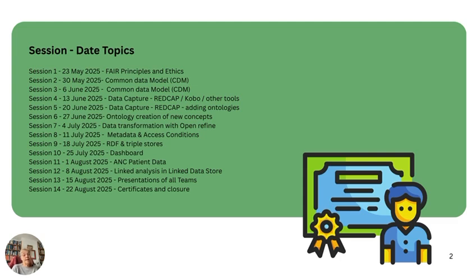So here we have set out the sessions. There are 14 sessions. We start on the 23rd of May and we end on the 22nd of August, when we will give you the certificates, and at that time we will close this training. We start on the 23rd of May with general principles and ethics of fair data science. And then we start to have a closer look at what it means to create fair data.